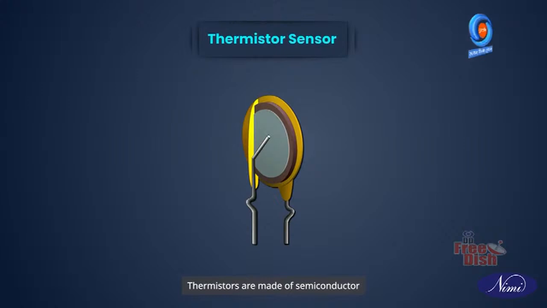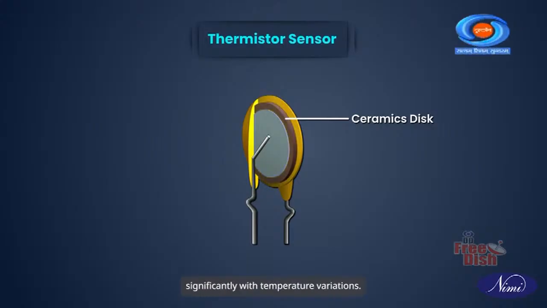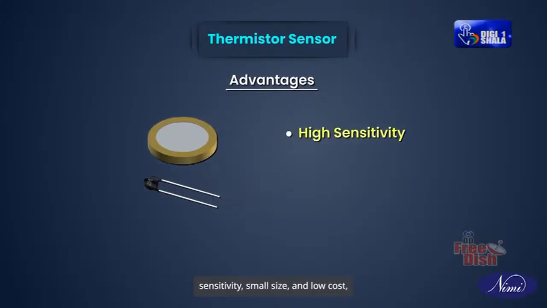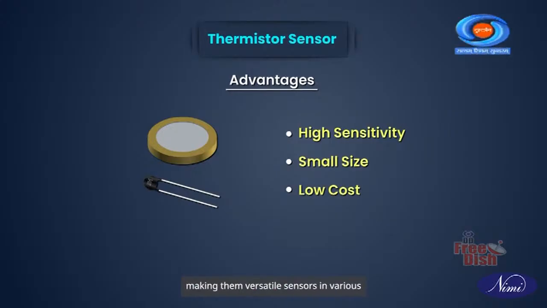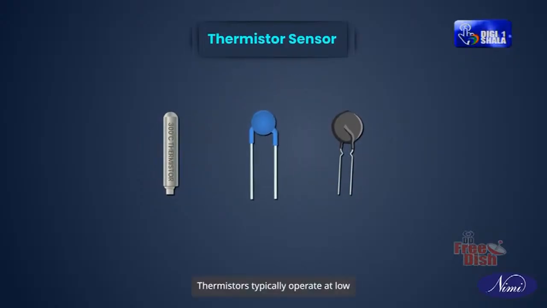Thermistors are made of semiconductor materials such as ceramics or polymers, and their electrical resistance changes significantly with temperature variations. Thermistors offer advantages such as high sensitivity, small size, and low cost, making them versatile sensors in various industries and applications. Thermistors typically operate at low voltages, often in the range of a few volts.